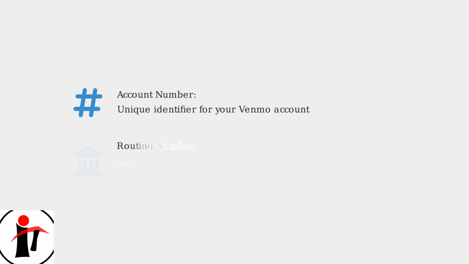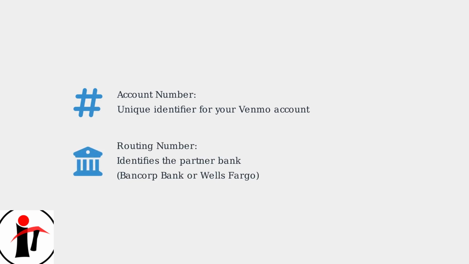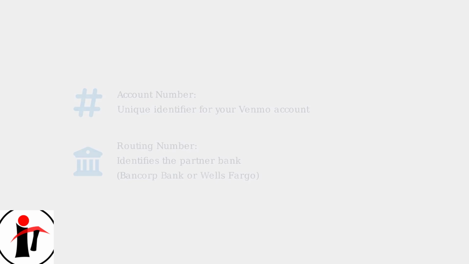Understanding what these numbers represent is important. Your account number is a unique identifier that allows deposits to reach your specific Venmo account. The routing number identifies which bank processes your transactions, either the Bancorp Bank or Wells Fargo.